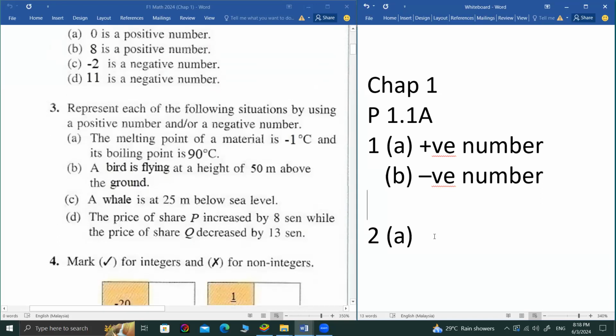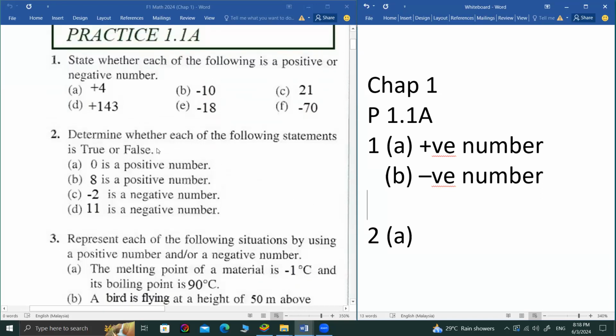Listen carefully. 0 is not positive and also is not negative. 0, we call it a neutral integer. Meaning it does not have a positive or negative value. You cannot write positive 0. You cannot write negative 0. No. 0 is by itself. It is considered a whole number.